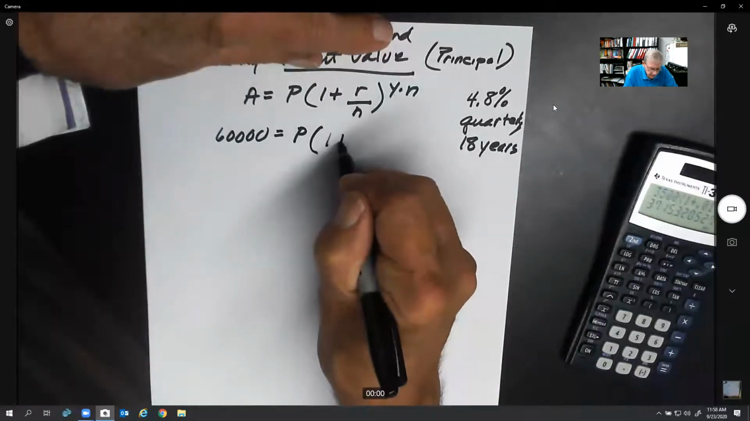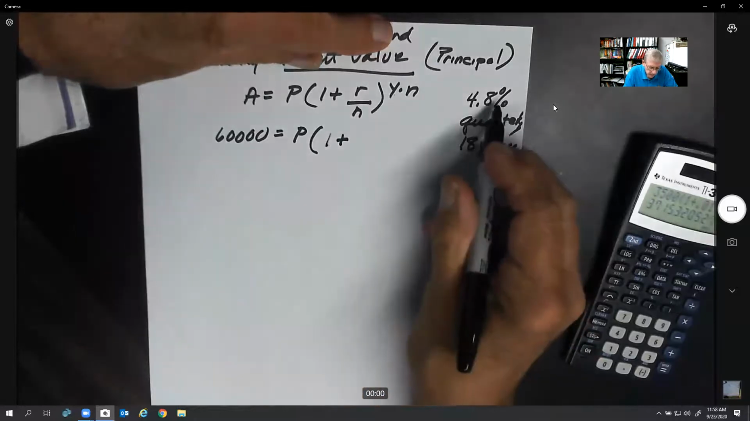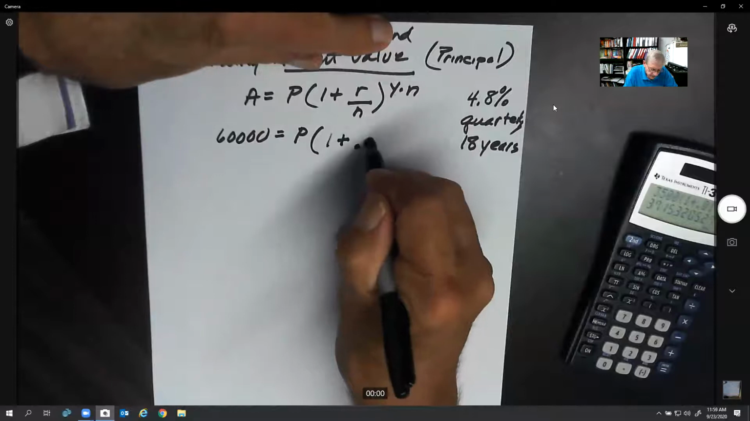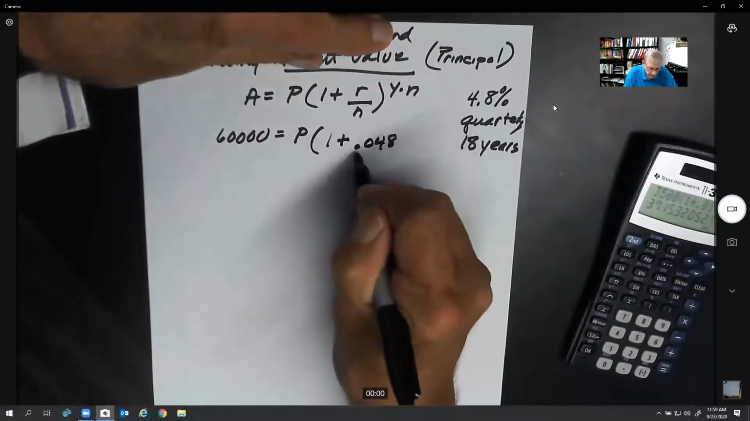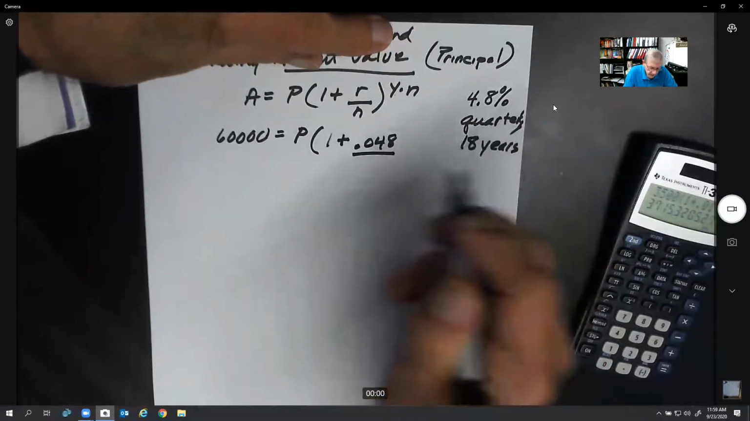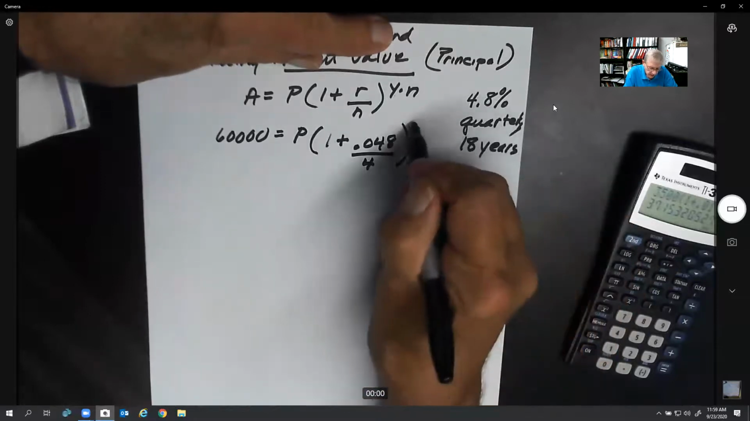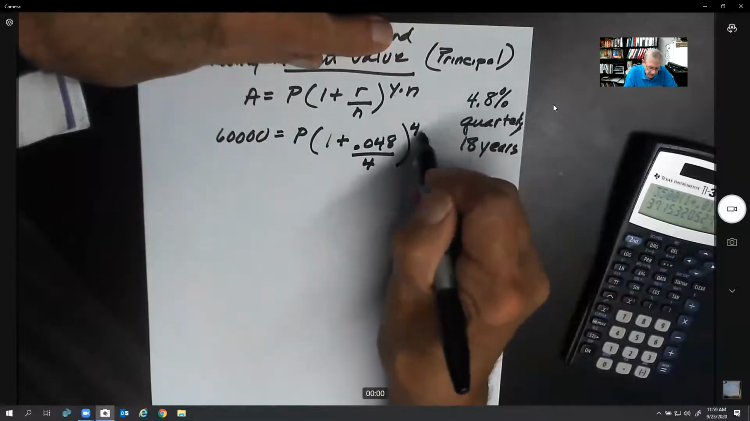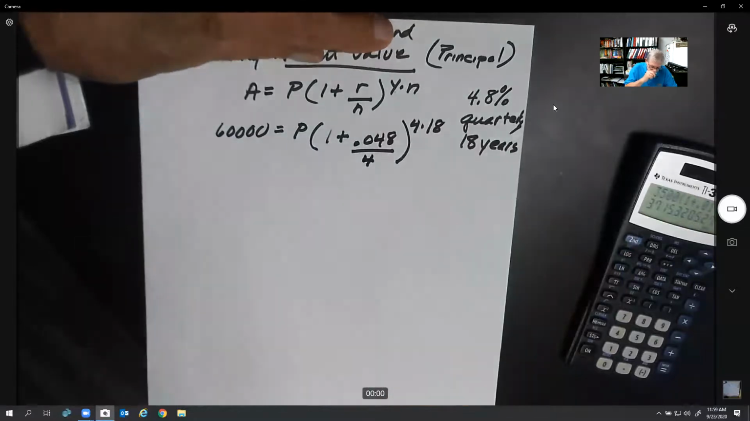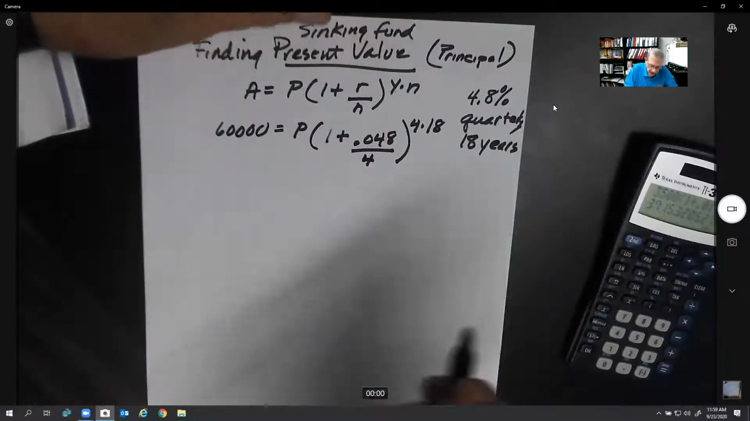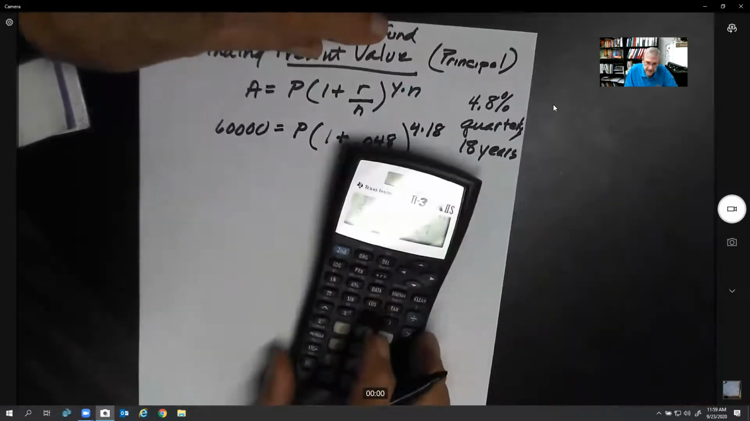1 plus rate of interest. What are we going to do with that interest? Move it 2 places, 0.048. Quarterly, 4 times a year. What are we going to do with that quarterly? Put it up here times the number of years times 18. Definitely need a big calculator for that. Let's see what 4 times 18 is.